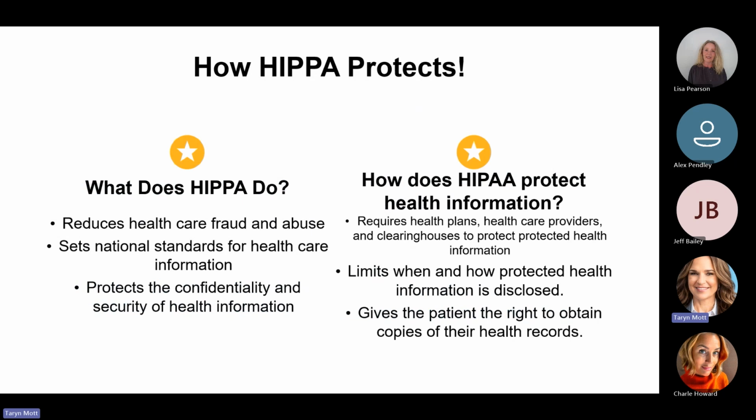How HIPAA protects. What does HIPAA do? It reduces healthcare fraud and abuse, sets national standards for healthcare information, and protects the confidentiality and security of health information. How does HIPAA protect health information? It requires health plans, healthcare providers, and clearinghouses to protect protected health information. It limits when and how protected health information is disclosed, and it gives the patient the right to obtain copies of their health records. That's HIPAA.